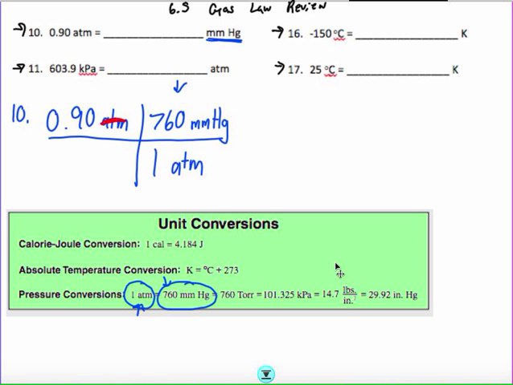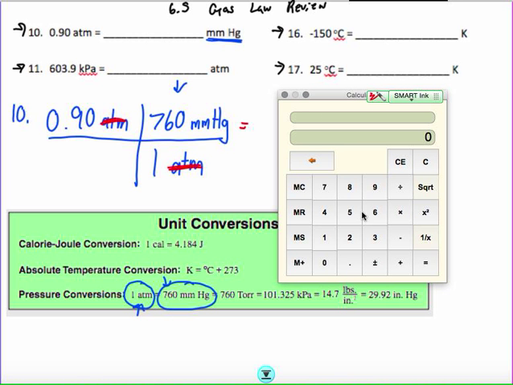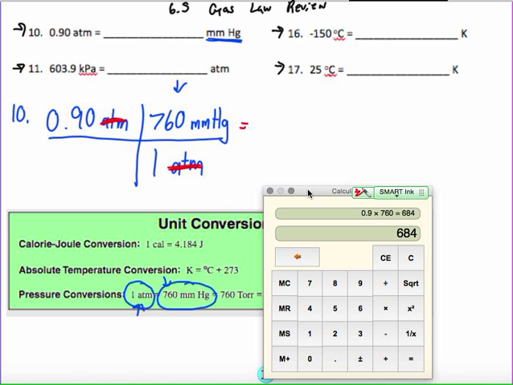Then the atmosphere units cancel out, and I have 0.90 atmospheres times 760 millimeters of mercury divided by 1 atmosphere, so basically just 0.9 times 760. Grab my calculator. 0.9 times 760 gives me 684. So my answer for this problem is 684 millimeters of mercury. Yep. So write that right here, 684 millimeters of mercury.